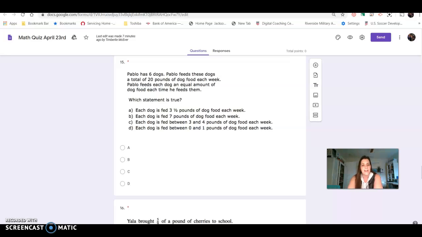Each dog is fed 3 1/2 pounds of dog food each week. Each dog is fed 7 pounds of dog food each week. Each dog is fed between 3 and 4 pounds of dog food each week. Or each dog is fed between 0 and 1 pounds of dog food each week.